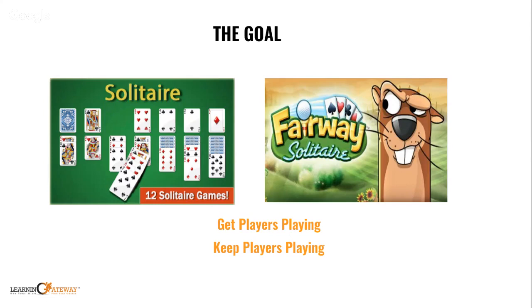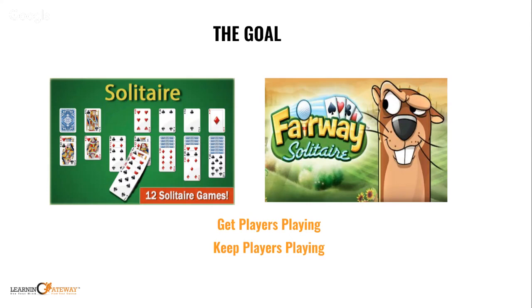So getting players playing was not much of a challenge. Keeping players playing, well, what they did was basically replicate a game that people were already playing. So the model of solitaire being an engaging game was already in existence from the tangible version of the game, the card version of the game. It's a game that's gone back years.